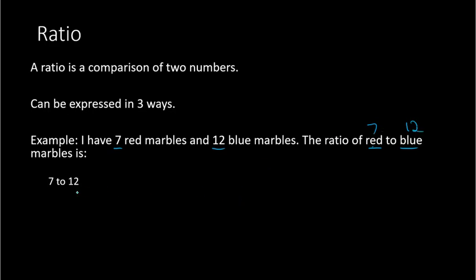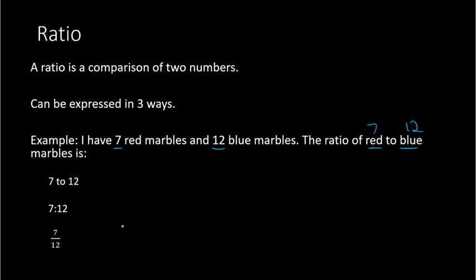You can write the ratio with the word "to" connecting it, so 7 to 12, or you can write it with a colon in between the two numbers, so 7 colon 12, or you can write it as a fraction, 7 over 12. All three of these are different ways to express a ratio. The fraction is the one we're most familiar with, but you also need to know how to work with these other ways to express them.